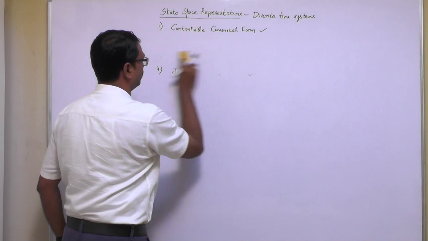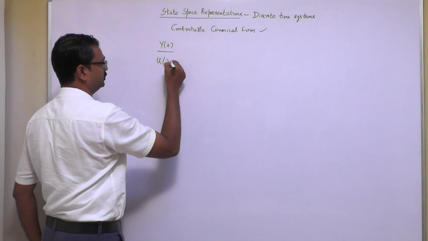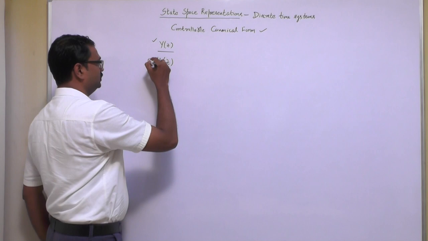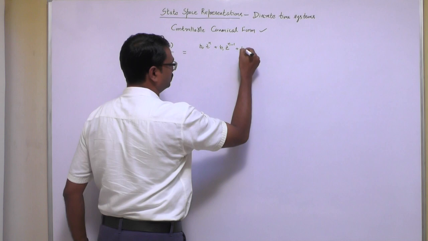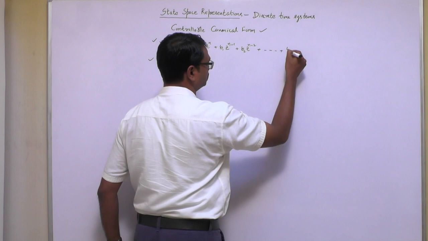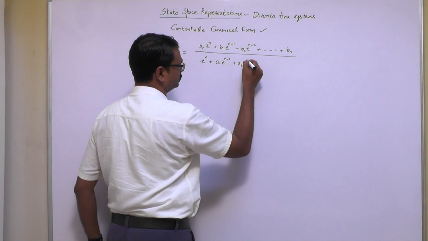And in this controllable canonical form, for example, let us say we have our pulse transfer function Y(z)/U(z), where Y(z) is the output and U(z) is the input, which is given as (b0 z^n + b1 z^(n-1) + b2 z^(n-2) + ... + bn) / (z^n + a1 z^(n-1) + a2 z^(n-2) + ... + an).